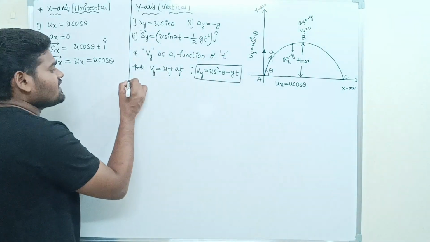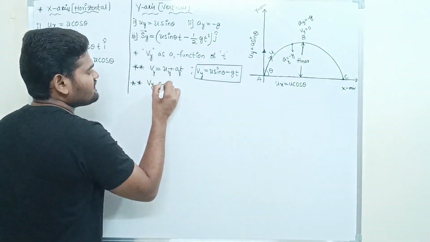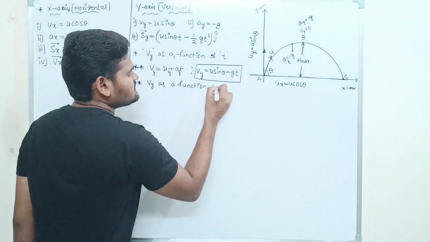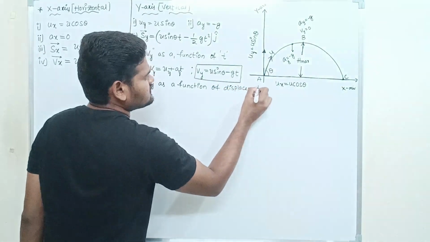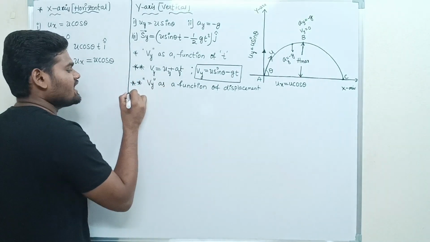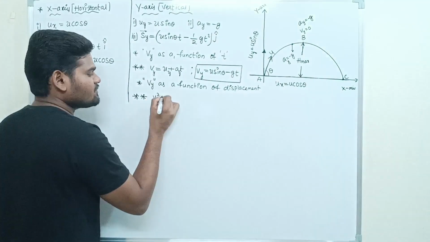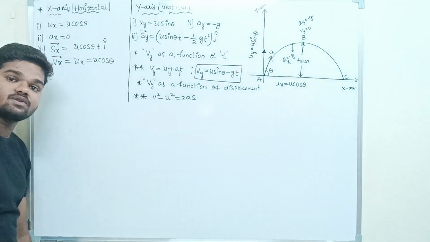Okay, right. Now if I wanted to find out Vy as a function of displacement, so velocity as a function of displacement, we have the equation of motion. What is that? V square minus u square is equal to 2as.